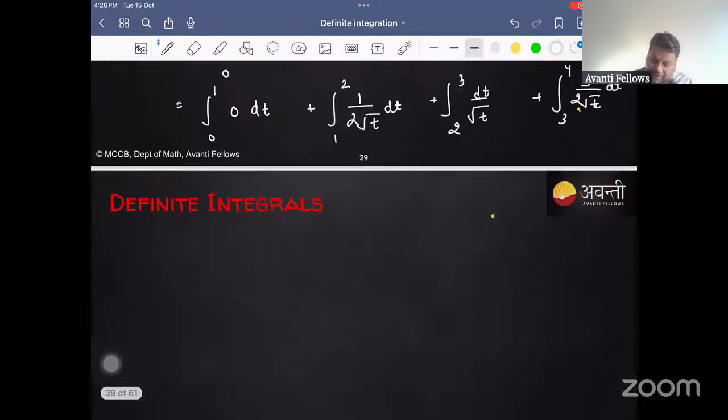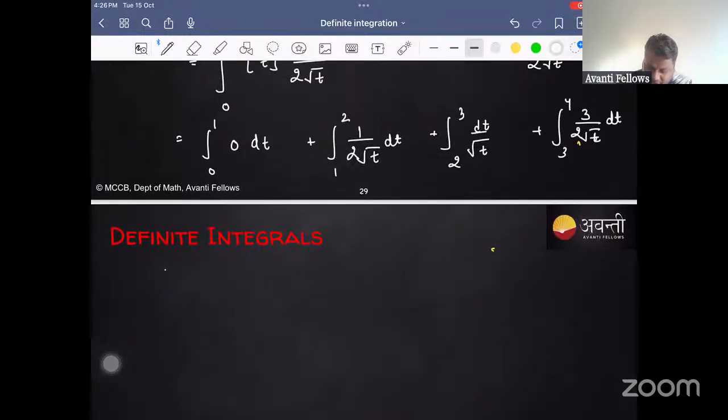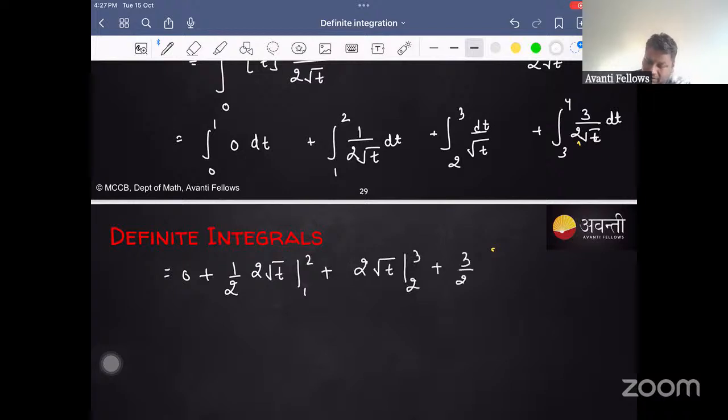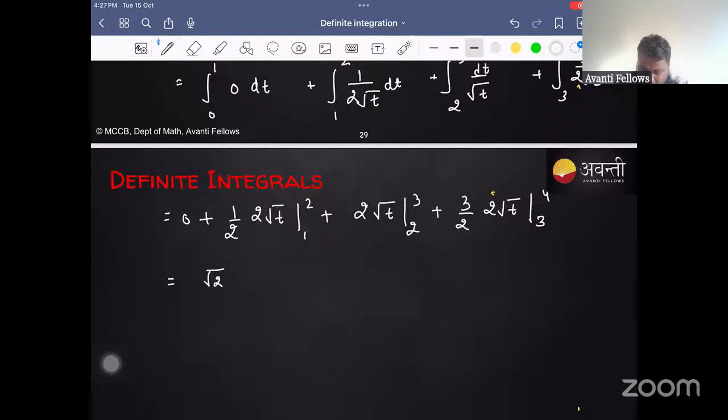Now, for every integration, you have an answer. First is 0. The other is 1 upon under root t, the answer will be 2 root t, limit 1 to 2. Then 1 upon root t, the answer is 2 root t, limit 2 to 3. And then 3 by 2, the answer is 2 root t, limit 3 to 4. So it is root 2 minus 1 plus twice of root 3 minus root 2 plus thrice of root 4 minus root 3.